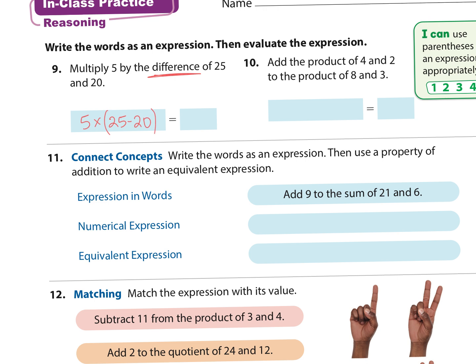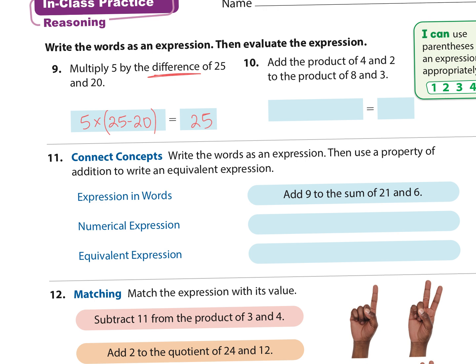Now I'm going to solve it. So what is the difference of 25 and 20? 5. And what is 5 times 5? 25. Very good. Okay, number 10 says add the product of 4 and 2 to the product of 8 and 3.